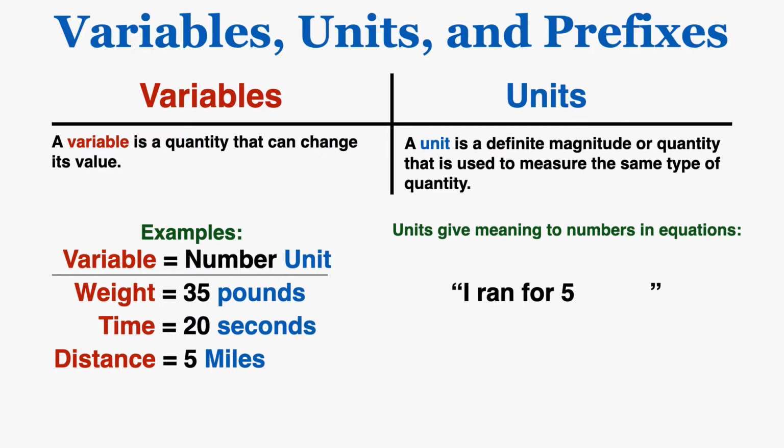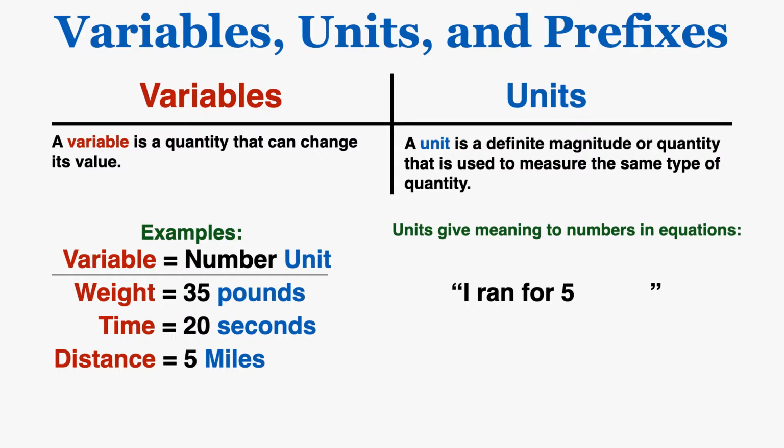Our normal way of writing numbers in physics is to say that a variable is equal to a number times a unit. So we could say the weight of an object is 35 pounds, that means 35 times 1 pound. Time is equal to 20 seconds, distance is equal to 5 miles. So the unit is always written to the right of the number.